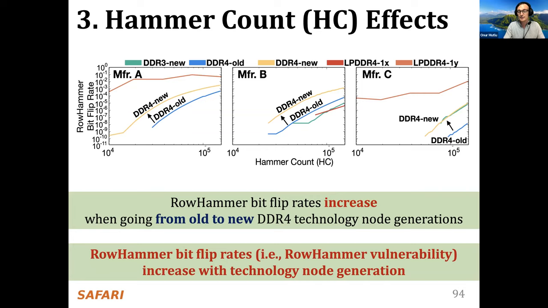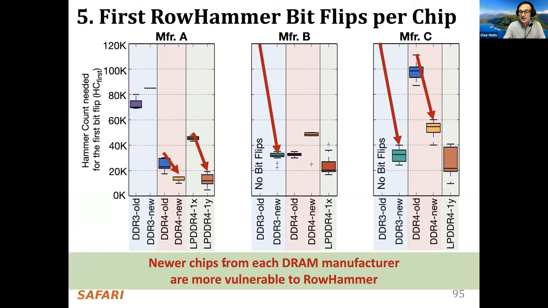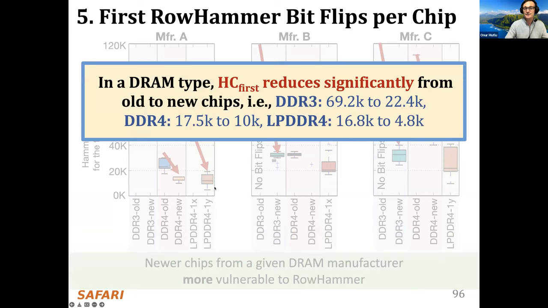This is another example result from that study that shows that newer DRAM chips from each manufacturer are more vulnerable to RowHammer. Before, for example, you could not cause bit flips, but with newer technology nodes, you can cause a lot more bit flips a lot more frequently. To summarize, the hammer count that gets you to the first bit flip reduces significantly from old to new chips. You can see the real numbers here, and if you're interested in using some of the data, the paper has a lot of data.